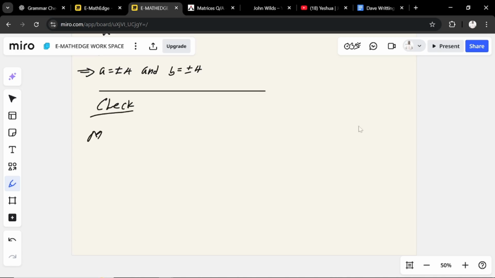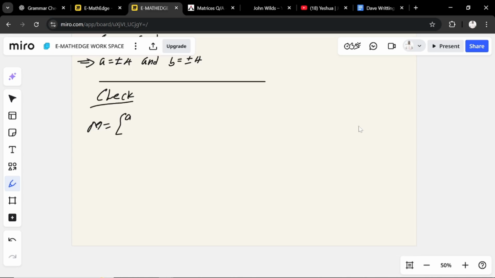So to check, we have matrix M to be equal to A, 2, 3, and B, right? Mind you, the determinant of M was given to be 10. So that's to say, if we substitute plus or minus 4 into this matrix, which is A and B, we are to obtain 10. So let's go ahead and do that. If A, which is equal to B, is equal to, let's use positive 4. Mind you, A is equal to B and B we obtained earlier to be equal to positive 4 or negative 4.